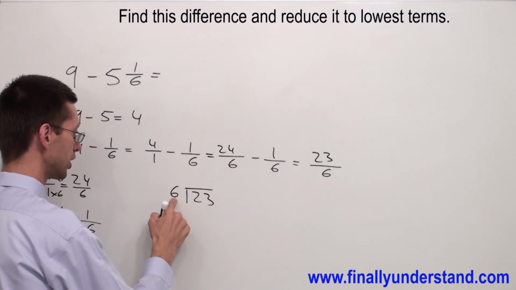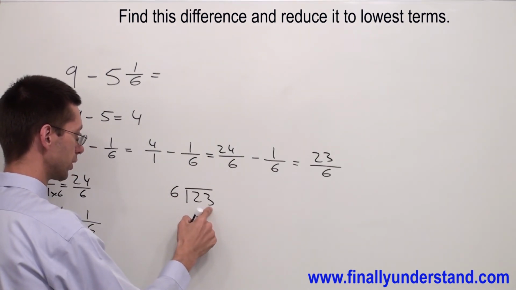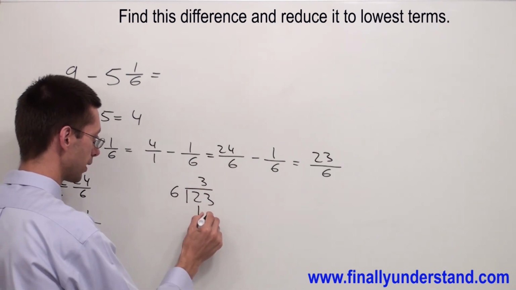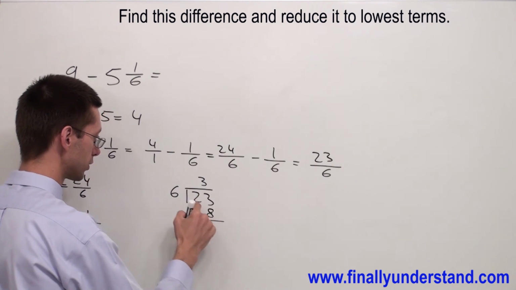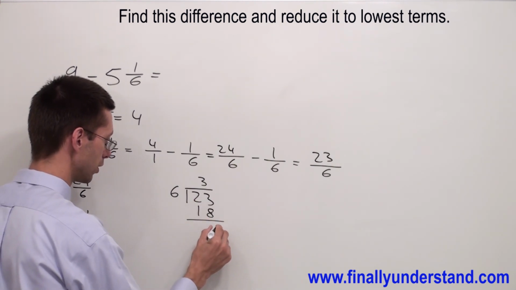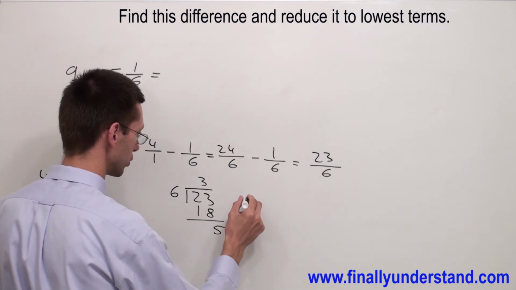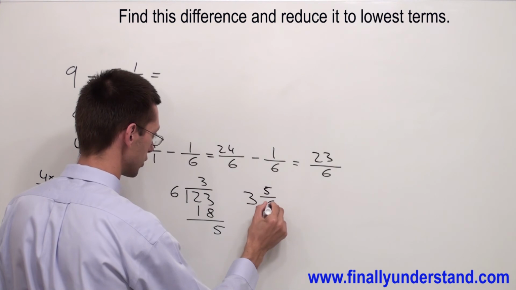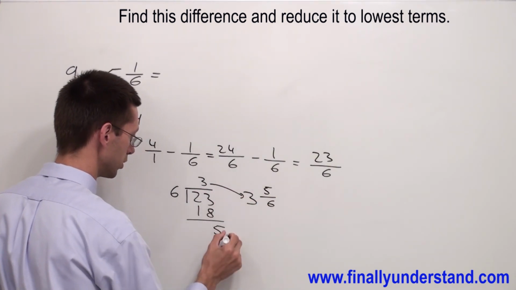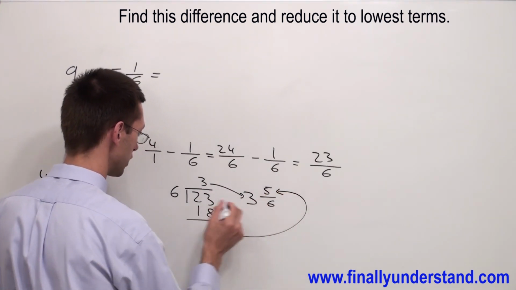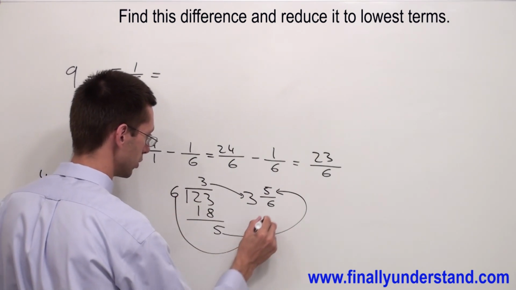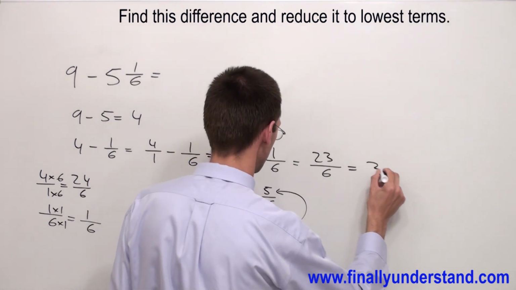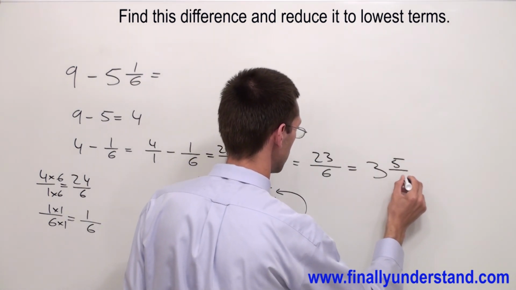How many times does 6 go into 23? 3 times. 3 times 6 is 18. Subtract: 23 minus 18 is 5. Okay, so the answer is going to be 3 and 5/6. Remember, the quotient goes to the front, the remainder goes to the numerator, and the divisor goes to the denominator. That's why my answer is 3 and 5/6.